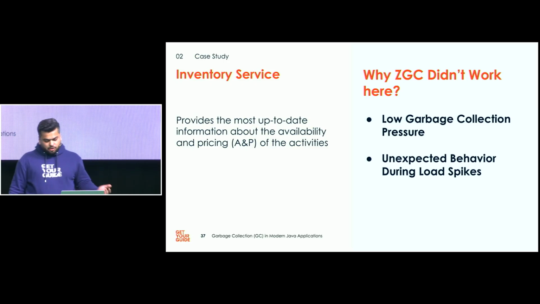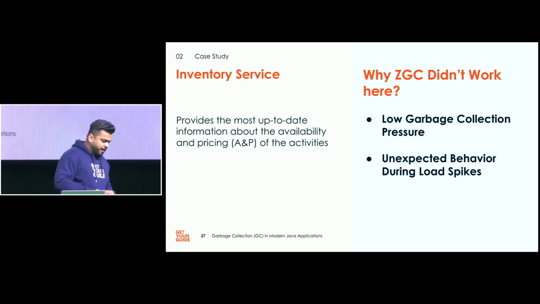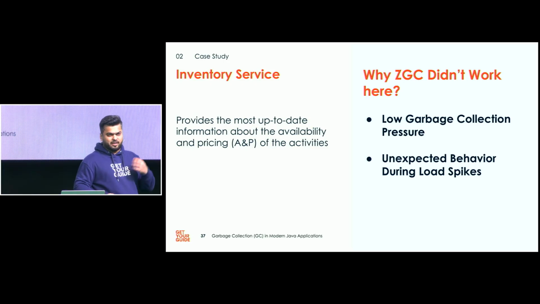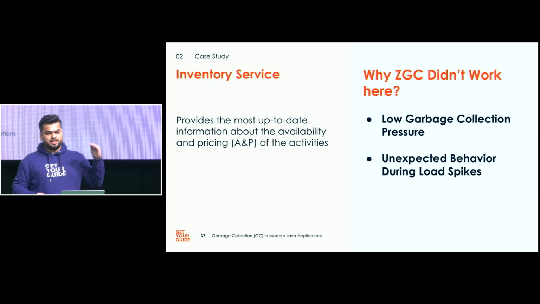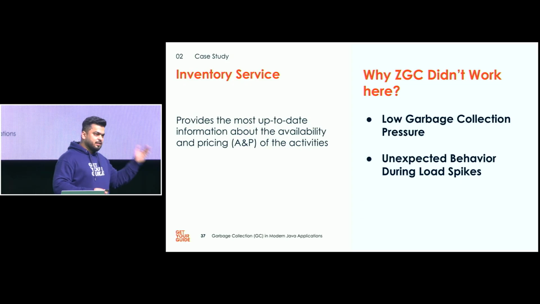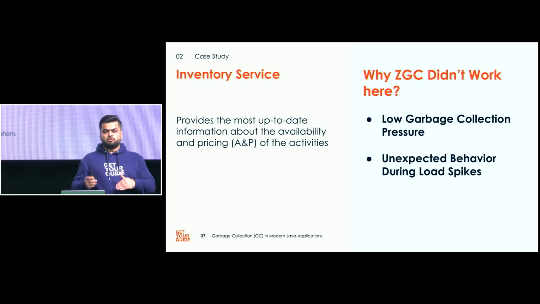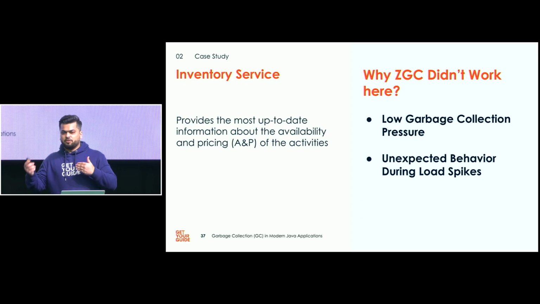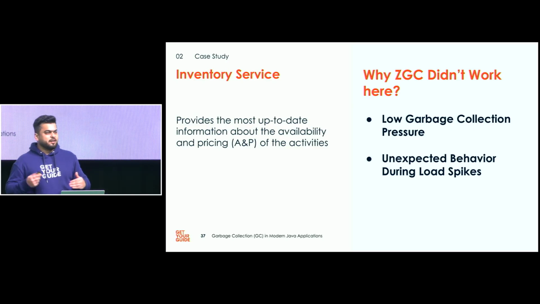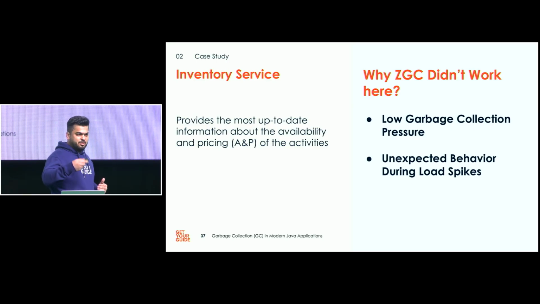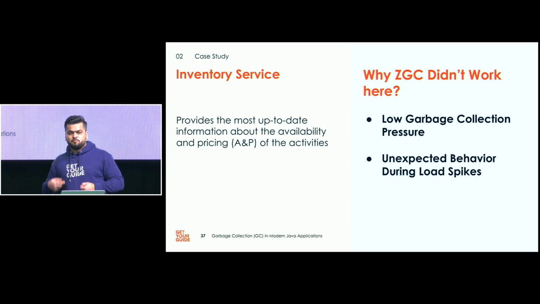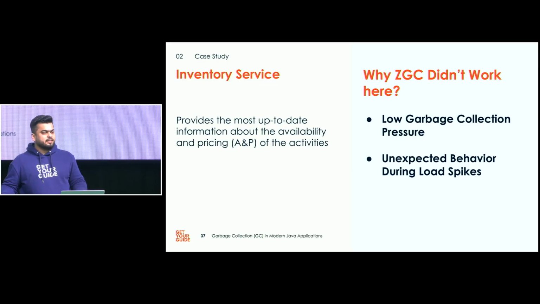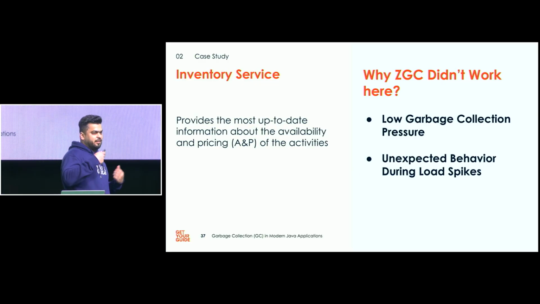And then during the unexpected spikes, when a large amount of traffic came in, we noticed that ZGC had to start with a high baseline, just because those large objects were still in place, so the memory was already high. And then when it started to receive the traffic, it started running the garbage collection cycles quite frequently, utilizing more CPU, more memory, and then ultimately crashing the service, leading to OOM.